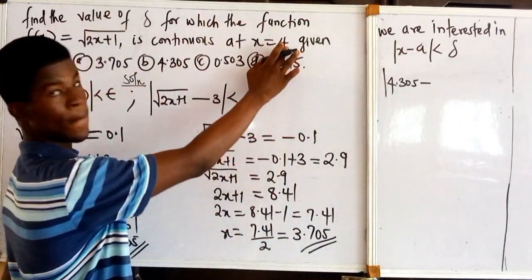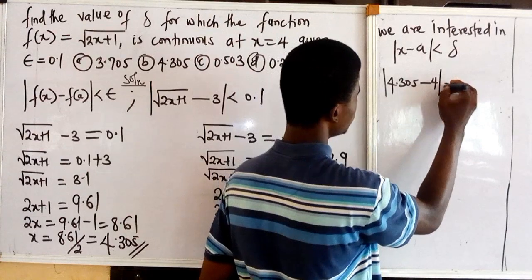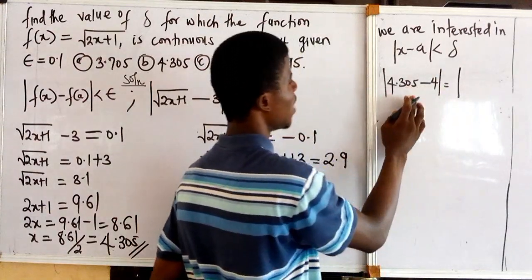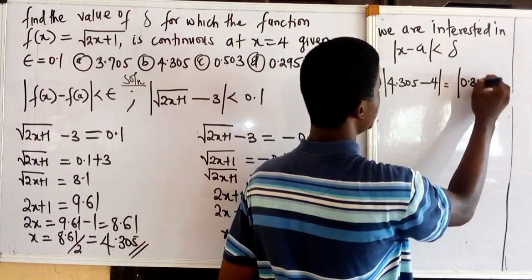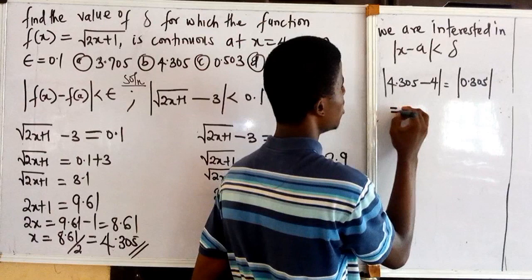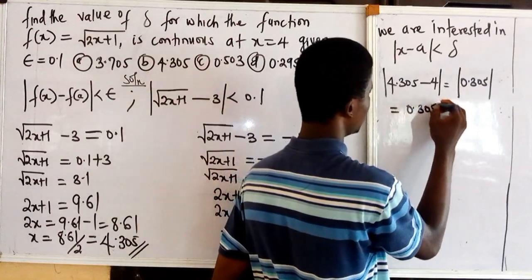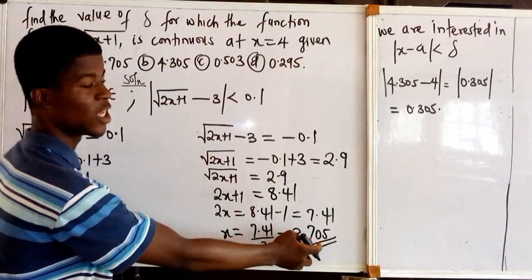A is 4. What would this be? 4.305 minus 4 is 0.305. And the modulus of 0.305 is still 0.305. Okay. What about when x is 3.705?